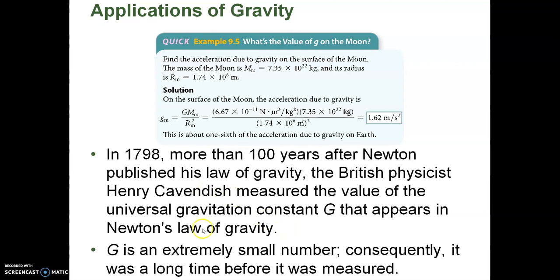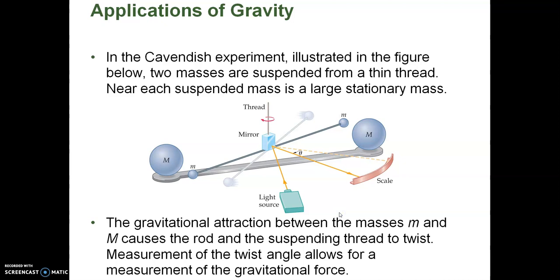Now, last thing to talk about today, and I've got about 4 minutes to do this, is good old Cavendish. In Newton's day, they couldn't figure out what capital G was. They knew the equation, they knew it had to be true, but they couldn't get the actual numeric value, because it's a tiny number and hard to measure. So here's how Cavendish measured it.